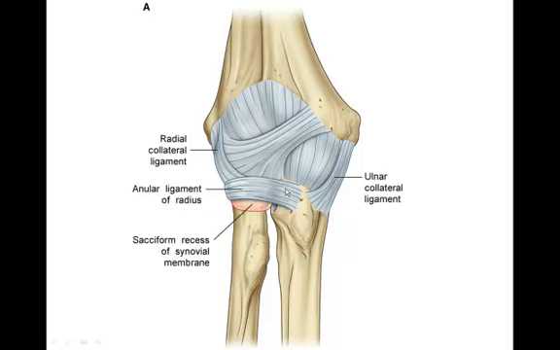And so this makes kind of a ring around the head of the radius to keep the head of the radius in place, keep it from slipping down. Yes, I know annular is spelled wrong. I'm glad you caught that.